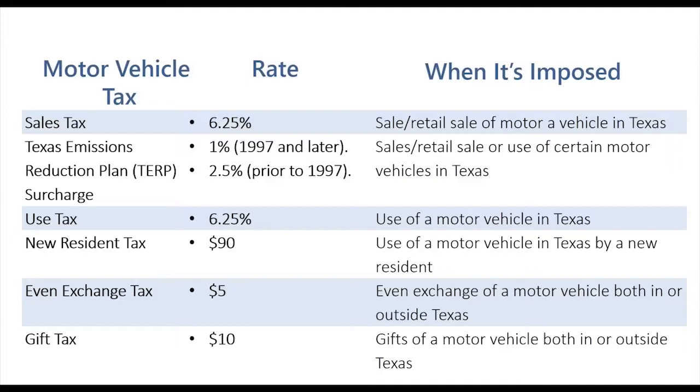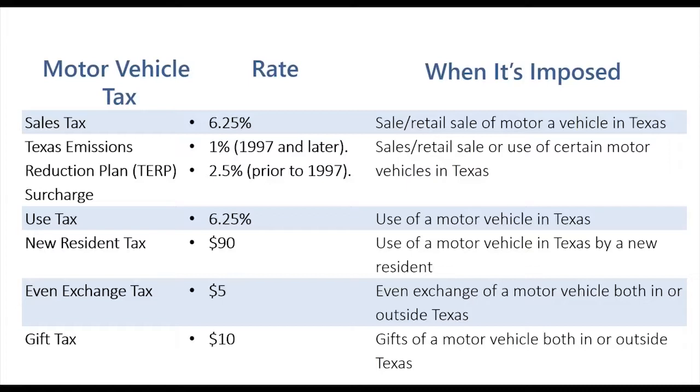The next tax here is even exchange tax. Even exchange tax is available at $5 per vehicle involved. As long as all we're doing is exchanging motor vehicles for motor vehicles and there's no other tax and no other consideration paid for any of them, then we call that an even exchange. And each vehicle involved will be imposed a $5 even exchange tax.